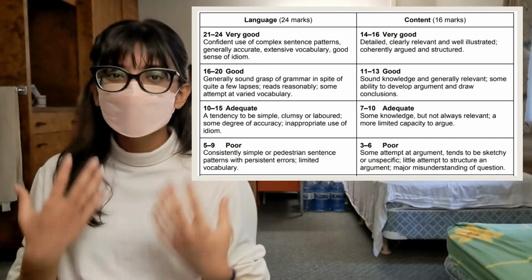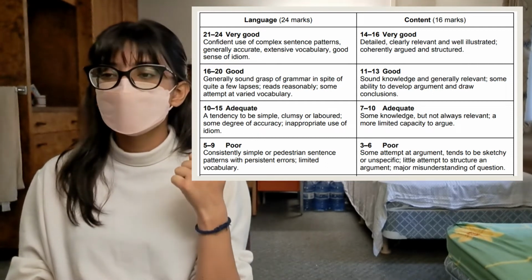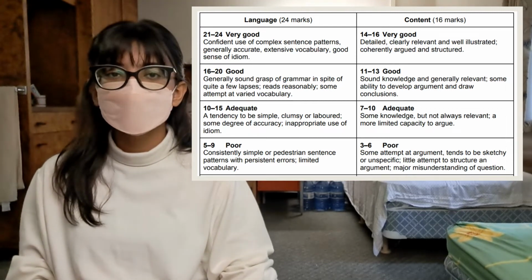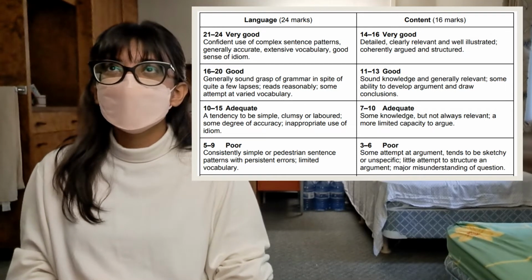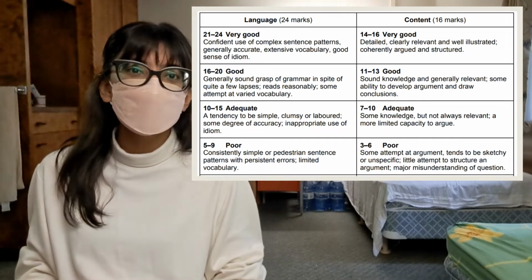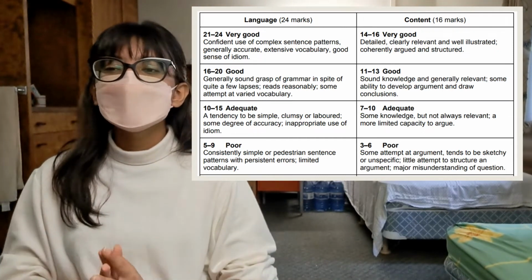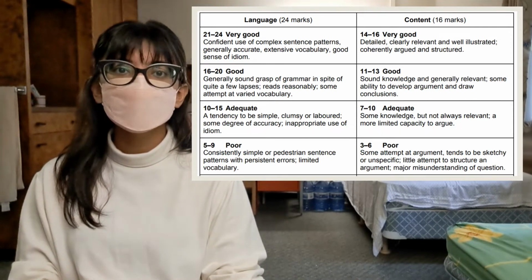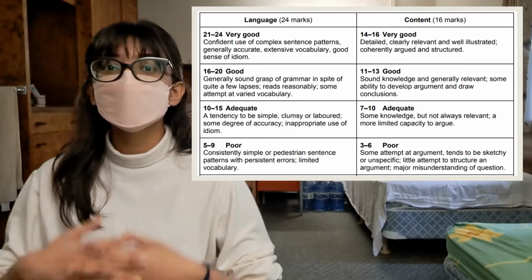Of course, there are lots of things that come into language. For example, your complex sentence patterns, extensive vocabulary, so how good your vocabulary is. Now, when I say vocabulary, it doesn't mean that you have to get very beautiful words or very extravagant words that are very complicated. No, okay, we've got to stop the car right there because that's not what I mean. Now, when I say extensive vocabulary, it just means that you need to have a variation of vocabulary. For example, you're not going to try and repeat the same type of vocabulary again and again.